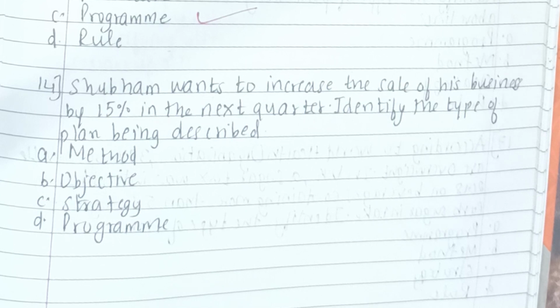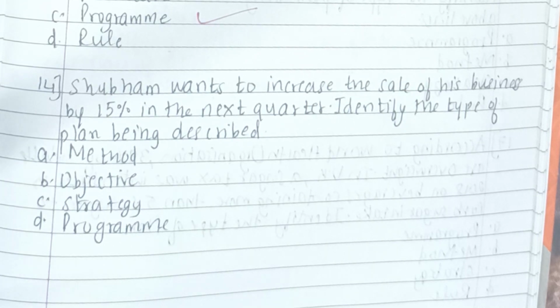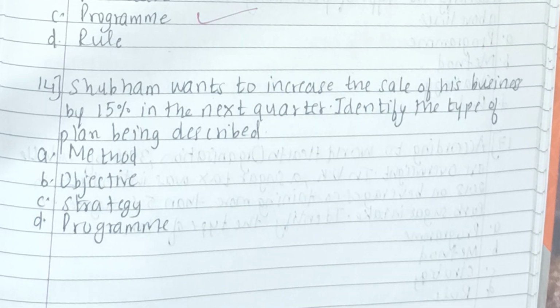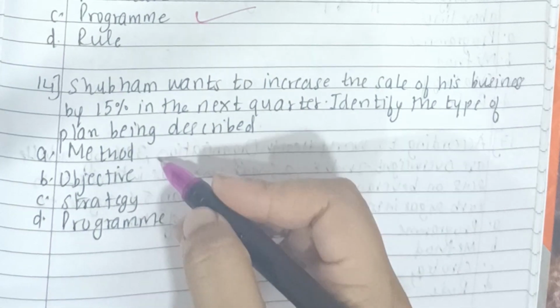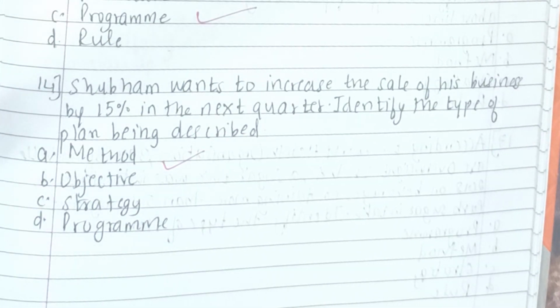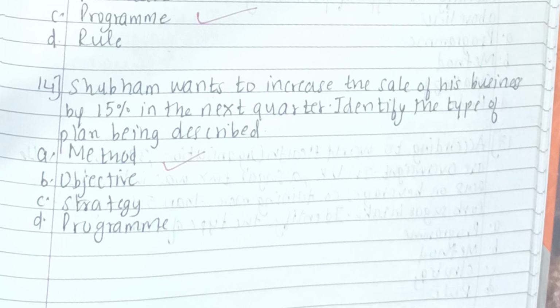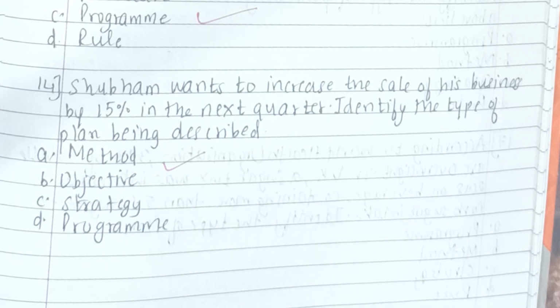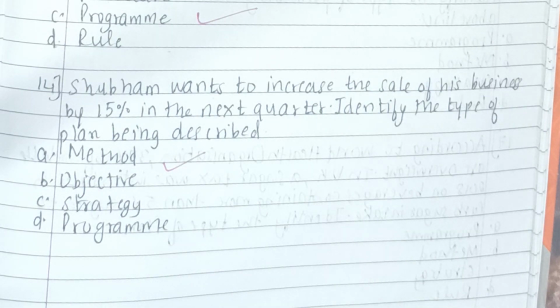Shubham wants to increase the sale of his business by 15% in the next quarter. So identify the type of plan being described in the above lines. So the options are method, objective, strategy and program. So here our answer is objective. Why objective? Because it is clearly stated that Mr. Shubham wants to increase his sales by a fixed percentage. That means he has a certain objective in his mind, that is maybe 15%, 20% or whatsoever. So he has a particular objective in mind. Therefore here the right answer is objective.